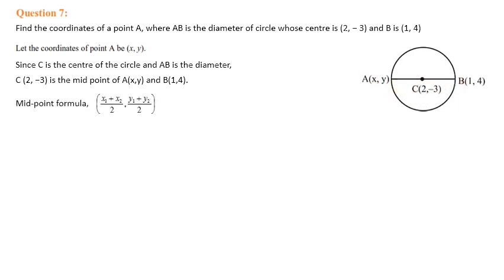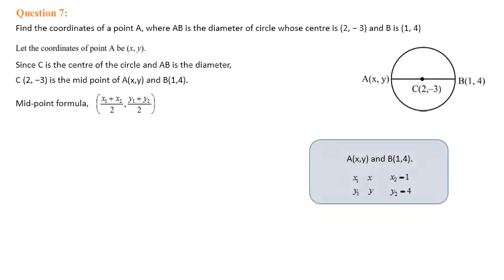So by using the midpoint formula, (x1 plus x2) by 2, (y1 plus y2) by 2, we can calculate the coordinates of C. Here already the coordinates of C is given to you, (2, minus 3), but by using the formula and also by using coordinates of A and B, we can calculate the coordinates of C, the center, then we have to equate. That is the process. So by using A and B, let us calculate.